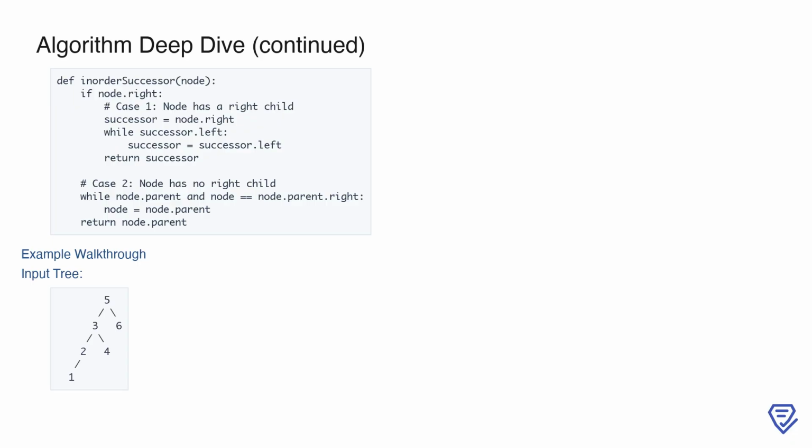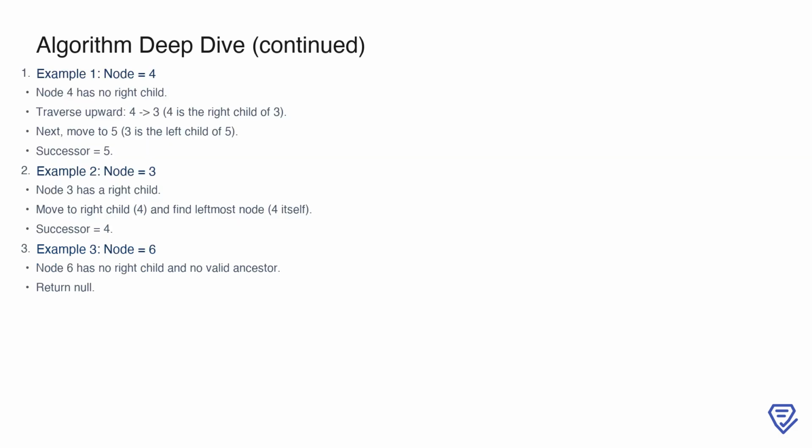To see this in action, consider the following example tree. The root node is 5, with left and right children 3 and 6, respectively. Node 3 further has 2 children, 2 and 4, and node 2 has a single left child, 1. This structure will help us understand how the algorithm navigates the tree to find the inorder successor in various scenarios. Let's go through a few examples using this tree.